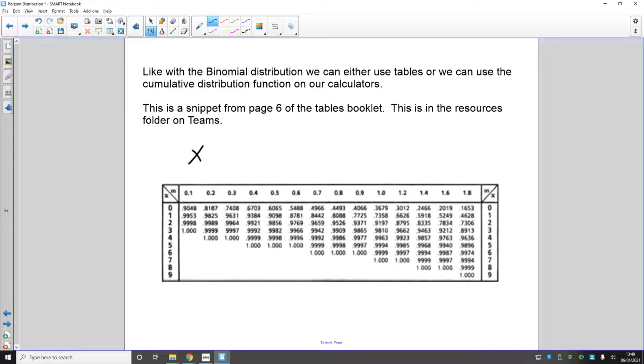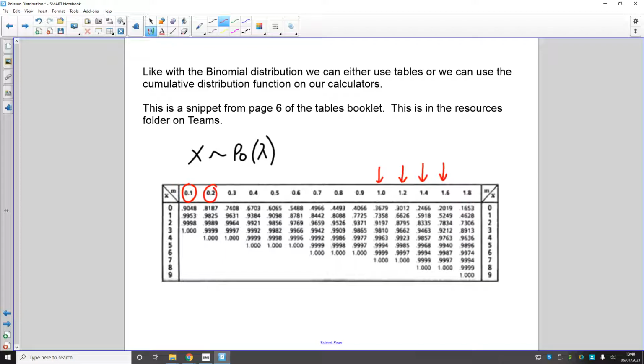If we remember that if a random variable x follows a Poisson distribution, then lambda is the mean number of times it happens. So these values at the top, the 0.1, the 0.2, are the values for lambda in each case. Once it gets to 1, it then jumps in 0.2s. So if you wanted to work a Poisson distribution where lambda was 1.1, you would need to revert to the calculator to solve those sorts of problems.